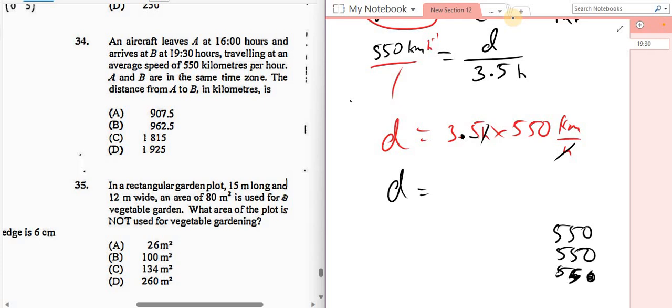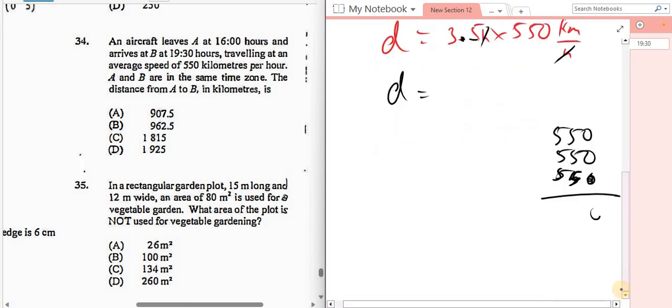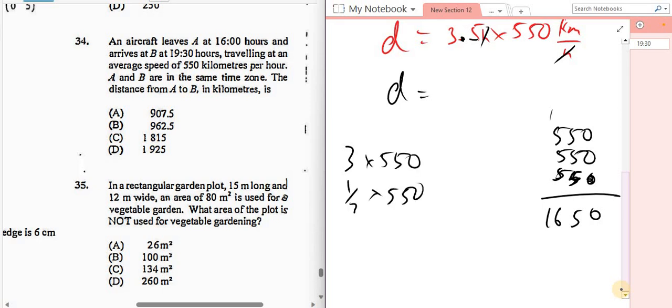What would that give you? 1650. We're multiplying the 3 by 550, and then we're going to multiply the 50 by the half. We're just trying a fast way of doing it. What's 3 times 550? 1650, right? What's half of 550? You can find half of 500, which is 250. And then find half of 50, which is 25.